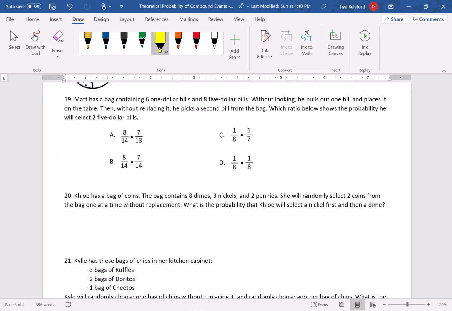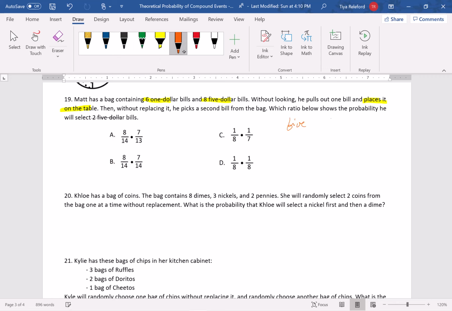Matt has a bag containing 6 $1 bills and 8 $5 bills. Without looking, he pulls one bill out and places it on the table. If he puts it on the table, he's not putting it back in. Then, without replacing it, he picks a second bill from the bag. Which ratio shows the probability he will select 2 $5 bills?